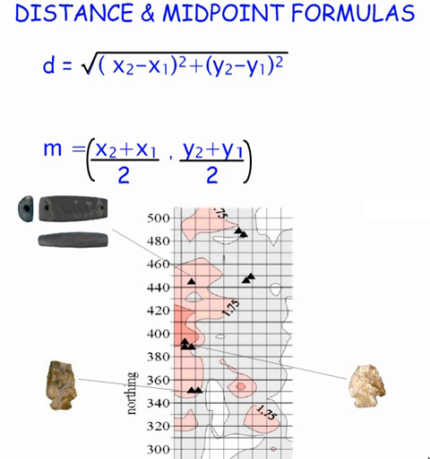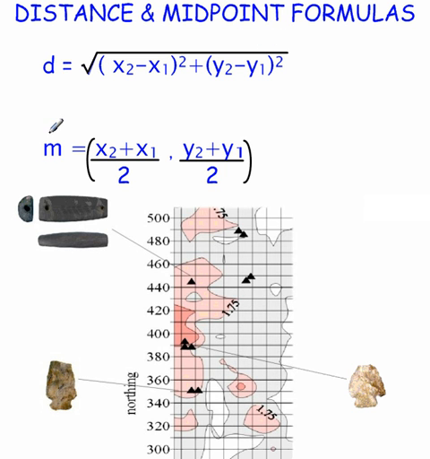Today we're going to discuss the distance and midpoint formulas. They are written at the top of your screen right here. D stands for distance. So it goes like this: D equals the square root of (x sub 2 minus x sub 1) squared plus (y sub 2 minus y sub 1) squared.